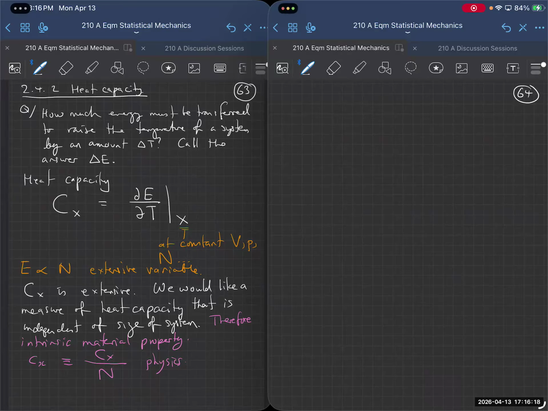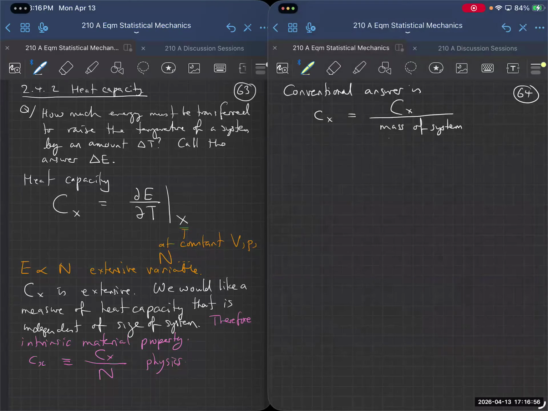So the conventional answer is c_X is equal to the total heat capacity C_X divided by the mass of the system, not the number of atoms in it. So you have to take the number of atoms and then multiply by, I don't know, the mass of the hydrogen atom, the mass of the proton, in order to get it. So it's mass, not number, okay? And again, I didn't invent this, but that's the definition. That's the convention. I put a little sad face there. We just have to live with it. No point in griping about it.